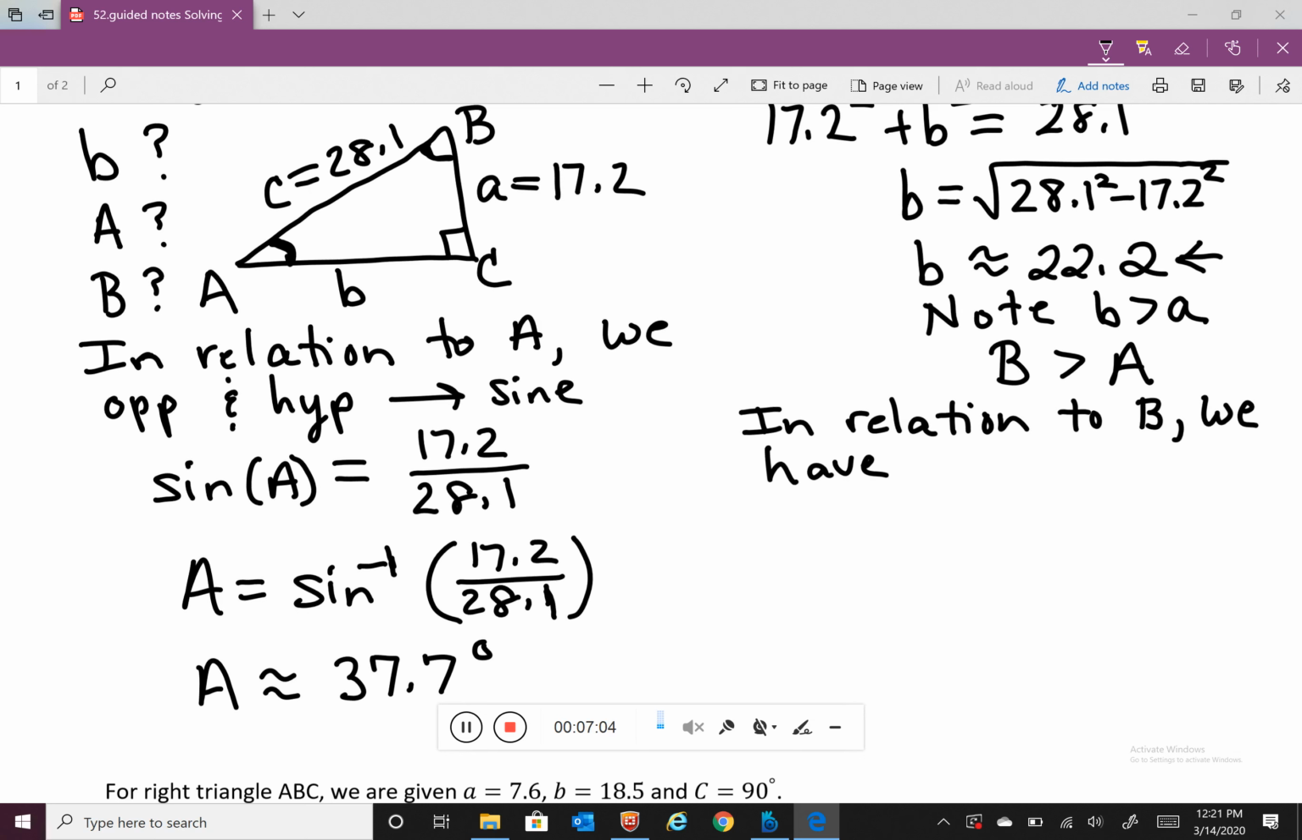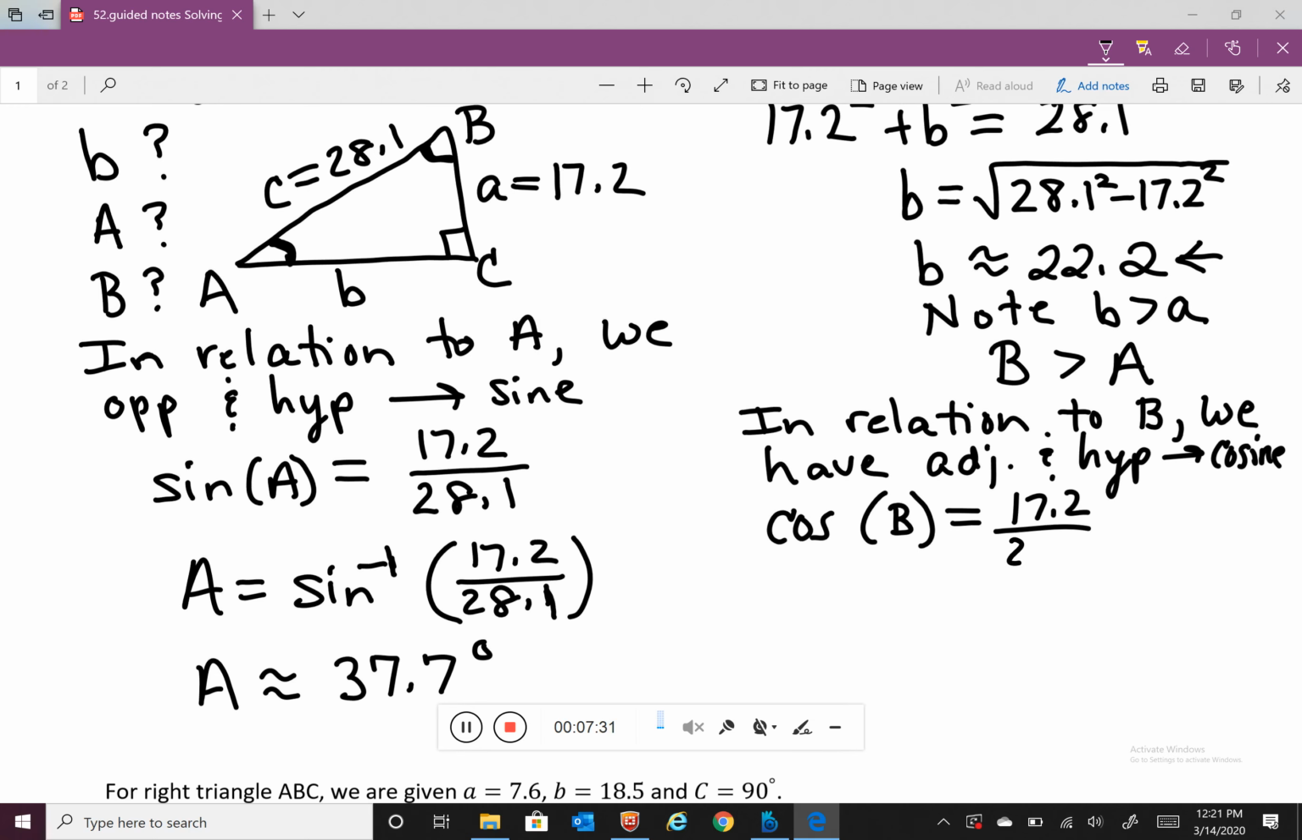So in relation to angle B, we have side A, which is the adjacent side. It's next to angle B, and we have the hypotenuse. So with adjacent and hypotenuse, that means we're going to be using cosine, because cosine of angle B is equal to the adjacent side over the hypotenuse.